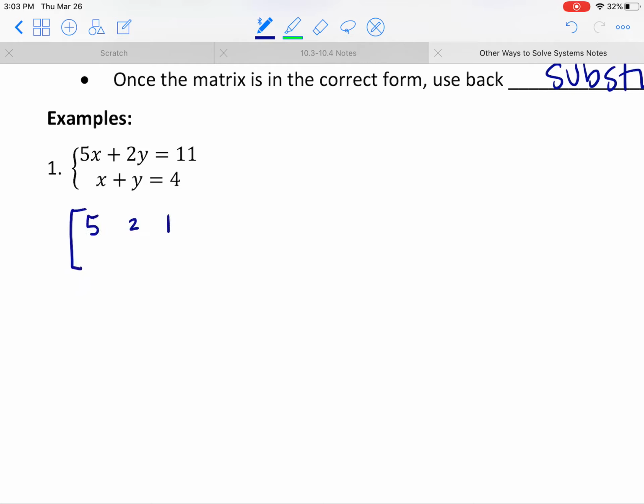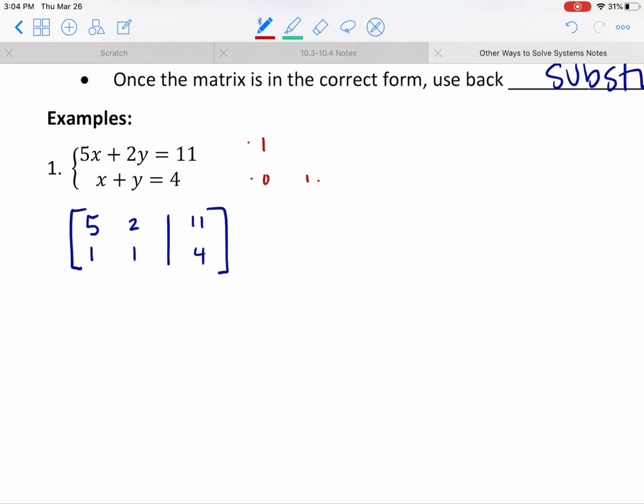So in a matrix, we remove the variables. So we've got 5, 2, and then our equal sign sort of gets replaced with this vertical line. Then we have our 11 here. Then I have 1x, 1y, and 4. So this is our augmented matrix. And the goal, remember, is to get a 1 here, a 0 here, and then a 1 here in that order. So it's the 1, and then the 0, and then the 1.